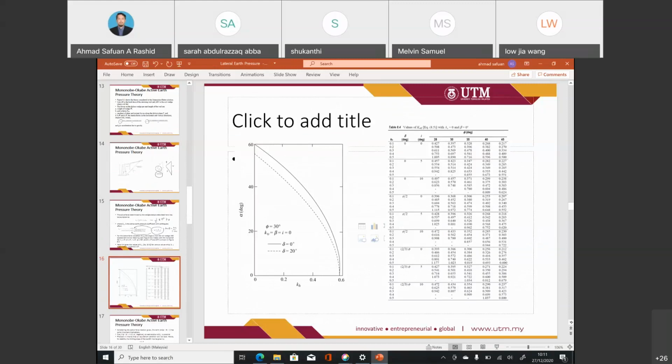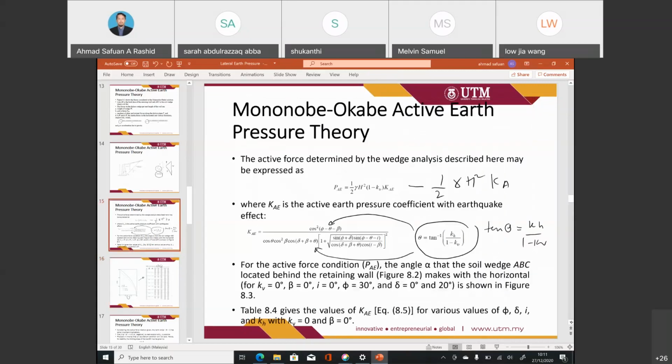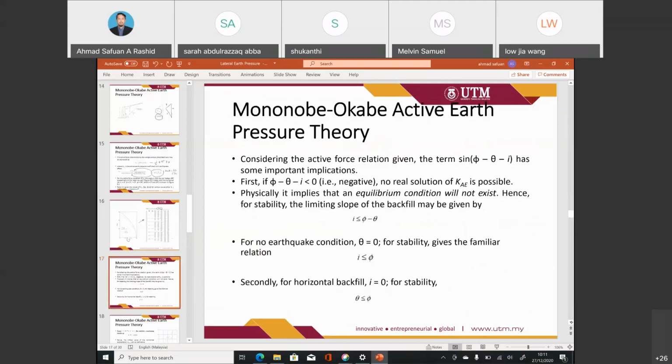So this is how to determine the KH. Once we determine the KH, we can determine the value for the KAE by referring to KV equal to 0 and beta equal to 0. If KV is not equal to 0, we need to use the equation of KAE to get the KAE value. So this is another consideration that needs to be understood.